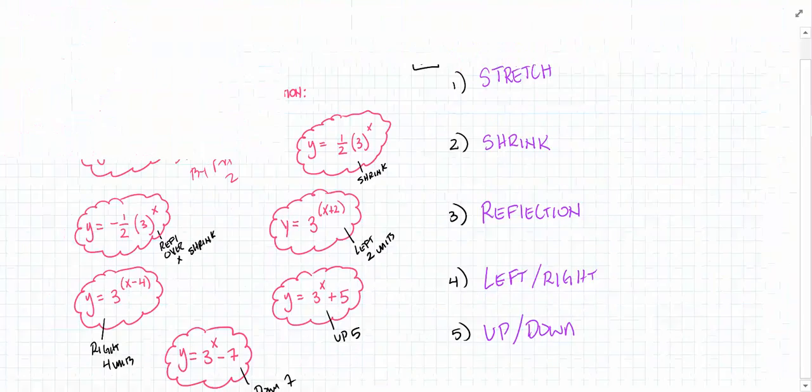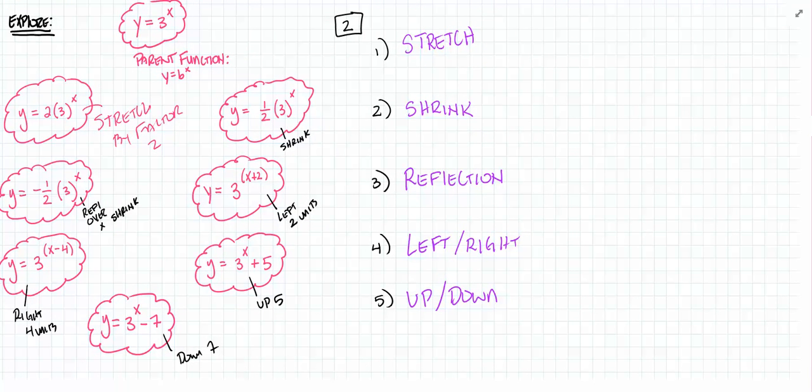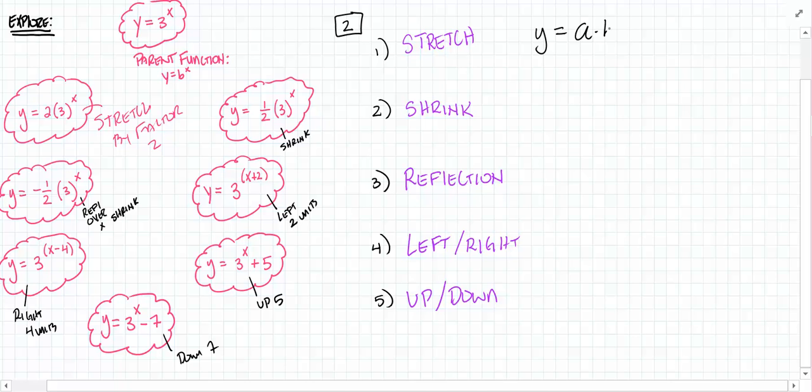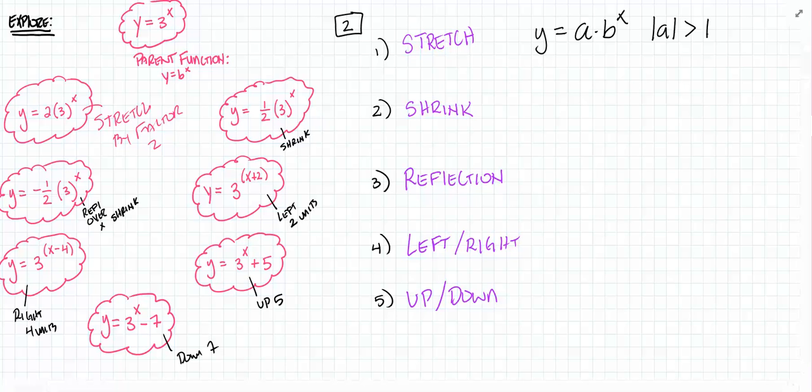Okay, so let's go over here and talk about, in a more abstract concept, what it means to do a stretch. Whenever we have something that looks like y is equal to a times b to the x, where the absolute value of a is greater than 1, that is going to give us a vertical stretch. So this is some good information that you might want to have down here. When the absolute value of a is greater than 1, for any of these generic parent functions, we're going to get a vertical stretch. And the example that I gave you was 2 times 3 to the x. So I'm going to explore that with you right now.